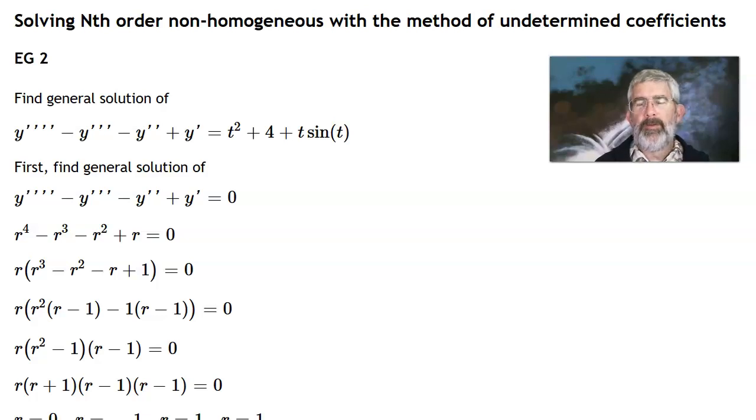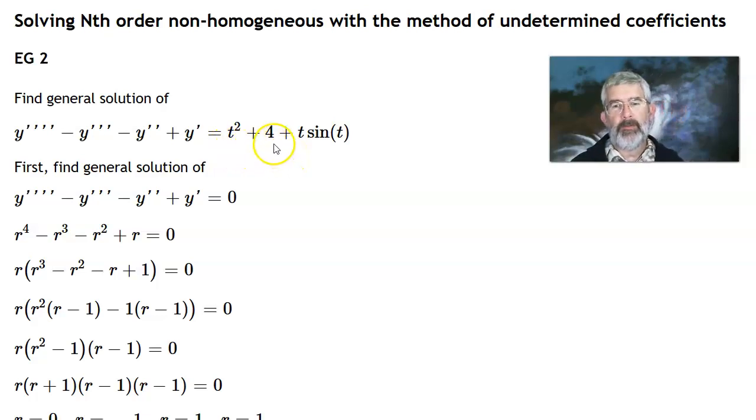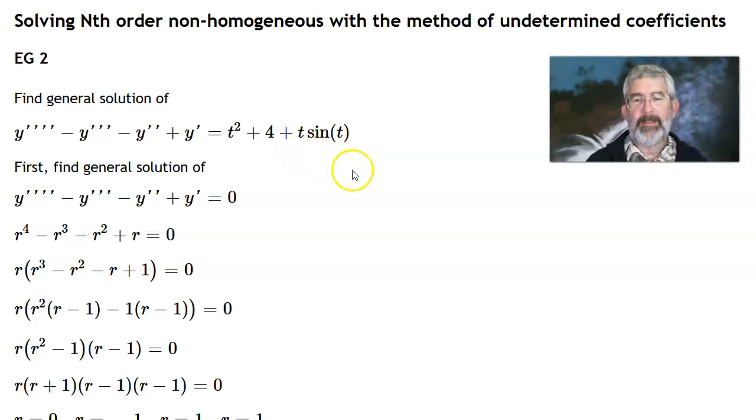In this video, I want to show you another example of using the method of undetermined coefficients to solve a fourth order non-homogeneous differential equation. So here's my equation: fourth derivative minus the third derivative minus the second derivative plus the first derivative is equal to t squared plus 4t plus, not 4t, just 4, plus t sine t. And let's find the general solution for this equation.